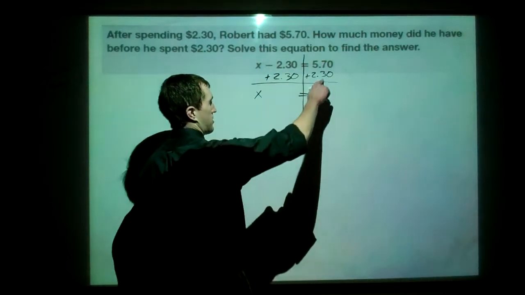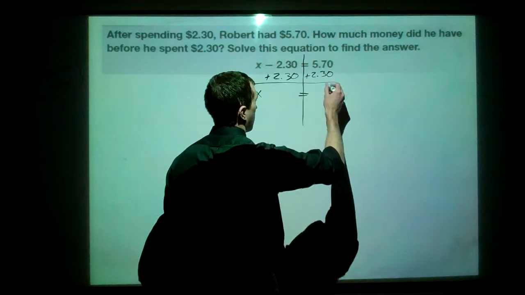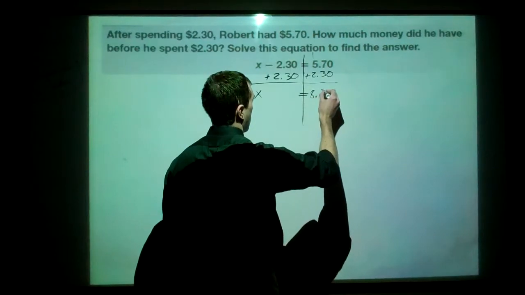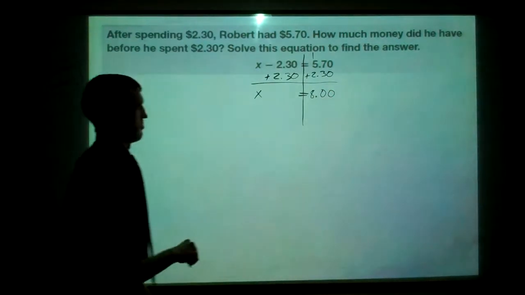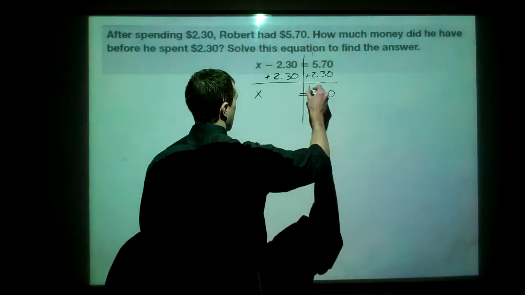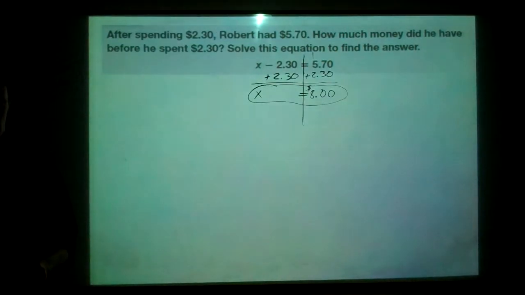But we also have to add 230 over here since we get it over here. So we get 0, 0, and then 8. So x should be $8. Okay? And we should know that that's our answer. X is by itself. We've got one number that it's equal to. We solved it.